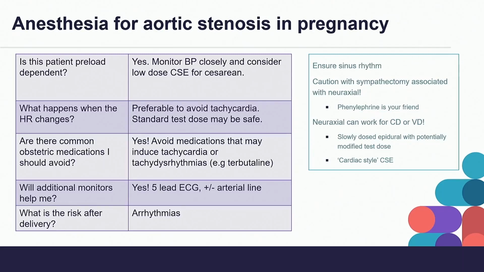I do a standard test dose in these patients, though, and that's with a very rigorous aspiration and very close monitoring period afterwards. Are there common medications that I should avoid? Yep. For these patients, you should avoid things that induce tachycardia or have the potential to induce tachydysrhythmias. So for me, this is a patient that shouldn't get terbutaline. And we can use other things like nitroglycerin to relax their uterus should they have uterine tachysystole.